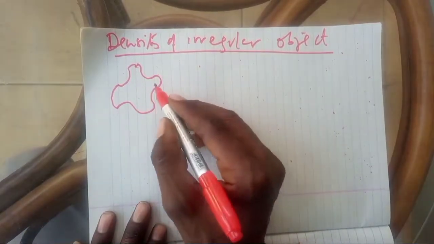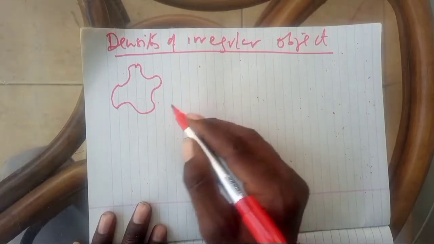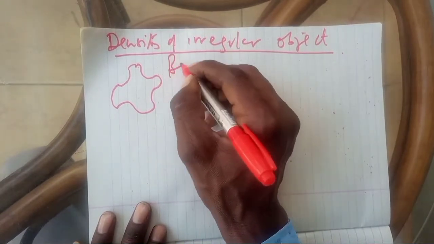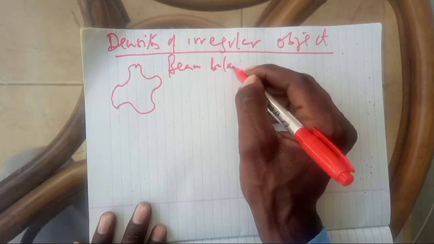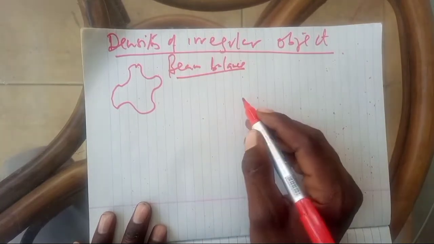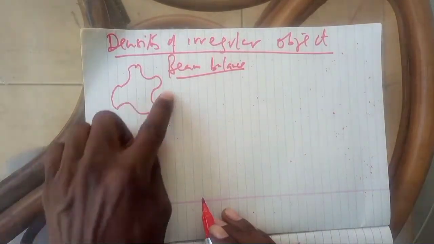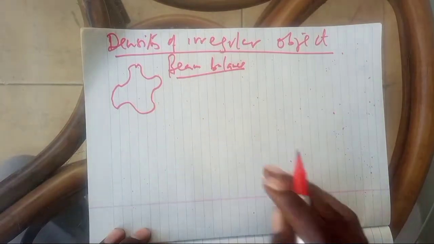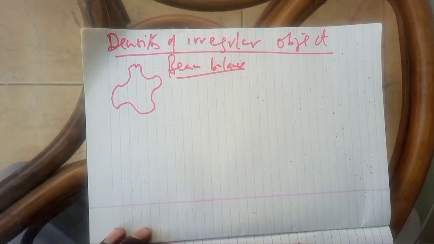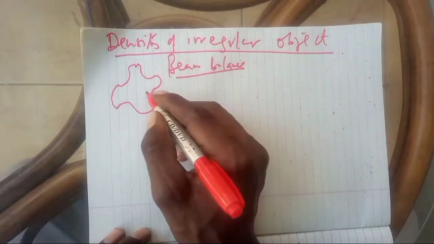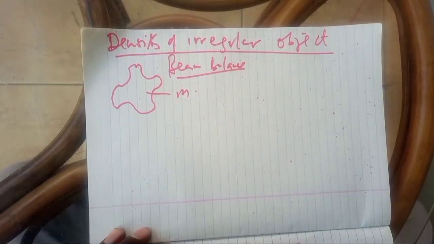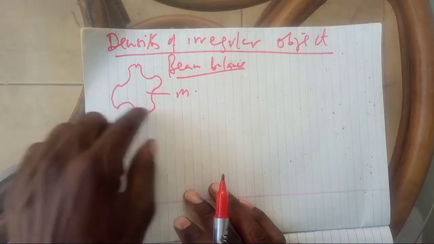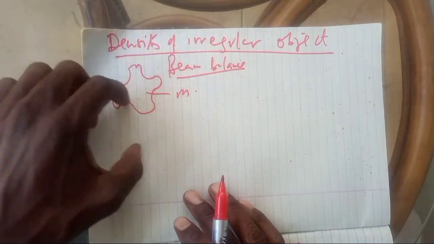To determine the mass of an irregular object is very simple because you just use a beam balance. A beam balance is used to obtain its mass. Kwa uzito wake ni rahisi kuupata kwa sababu unachukua tu mzani, unapima, unapata mass of irregular object. Lakini shida, the problem comes that you have to determine its volume.